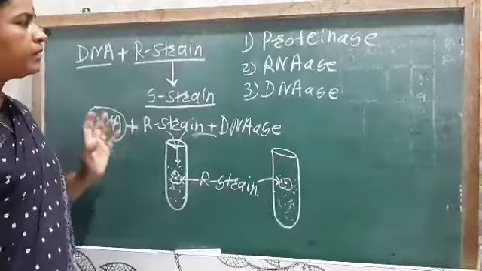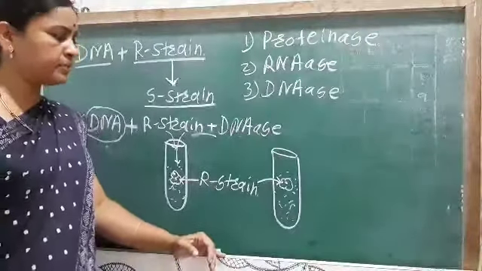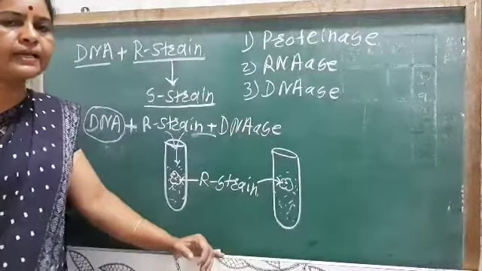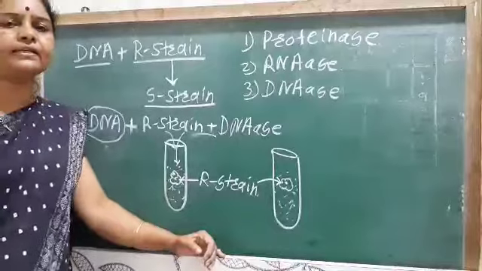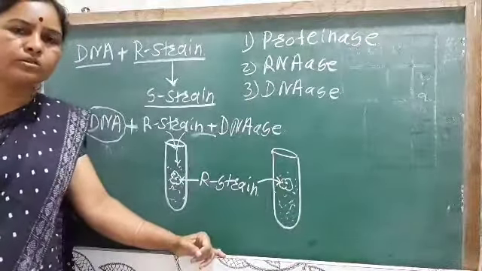So here the conclusion of the Avery, MacLeod and McCarty experiment is that they concluded that DNA is the transforming principle, not the protein or the RNA.